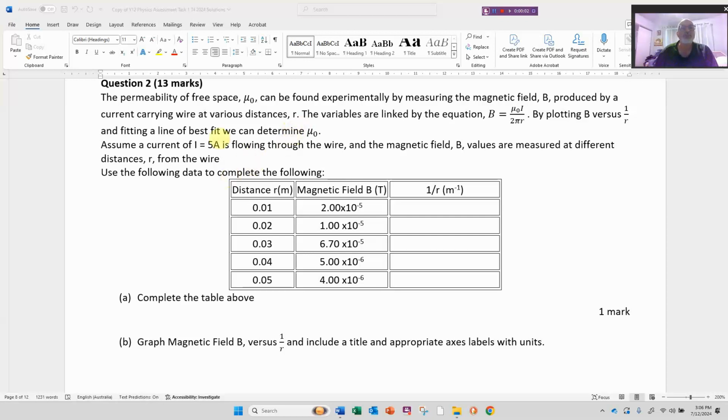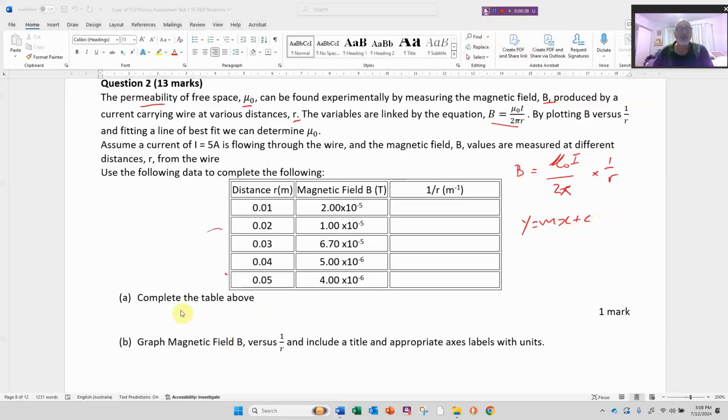So for this one, it's talking about the permeability of free space, mu naught. You can find it experimentally by measuring the magnetic field by a current carrying wire at various distances. The variable is linked by the equation. Now, this equation is essentially B equals mu naught I over 2 pi times by 1 over R, which is of the sort y equals mx plus c.